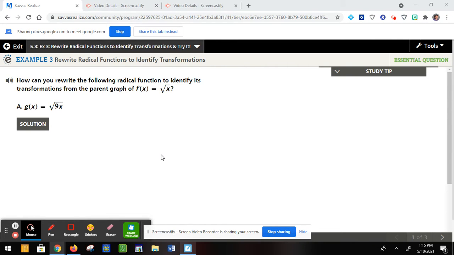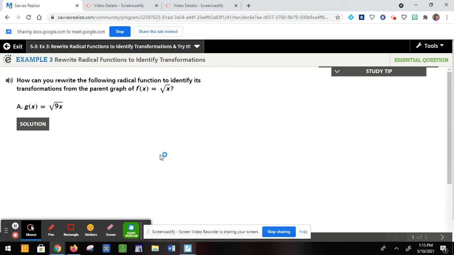All right, how can you rewrite the following function to identify its transformations? So at this point, square root of 9x is... this isn't working. Square root of 9x is not in the form that we just looked at. So how do you get it in that form?